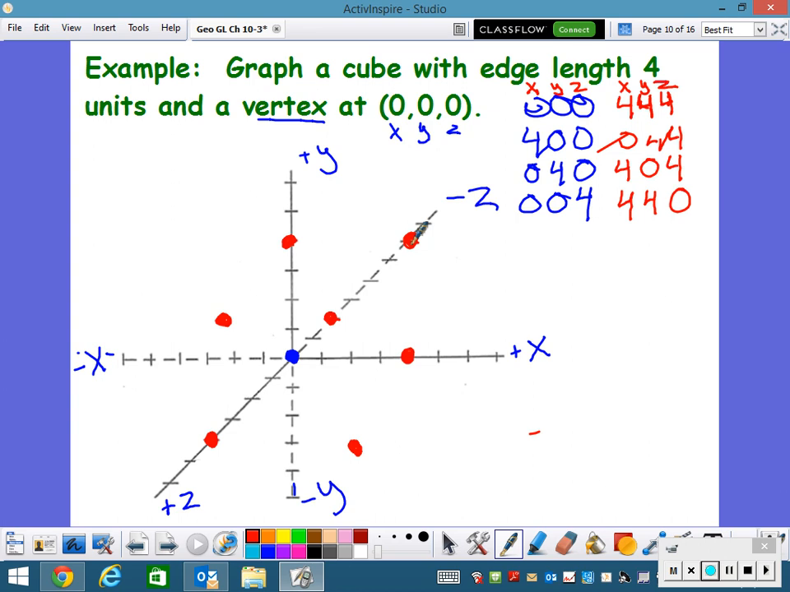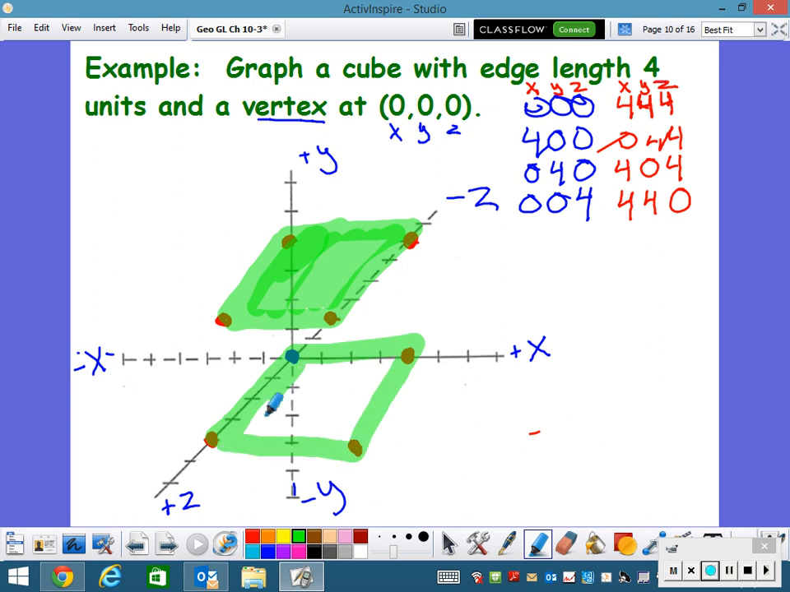Now I have a ton of different dots. I'm going to connect them to form a cube. Look, here's the top of the cube. Here's the bottom of the cube. And here are the sides of the cube. Isn't that neat?